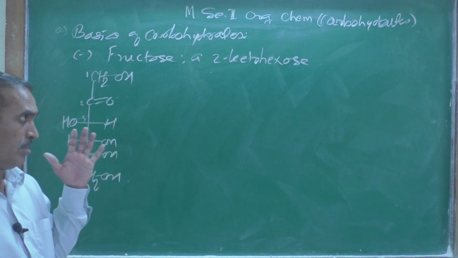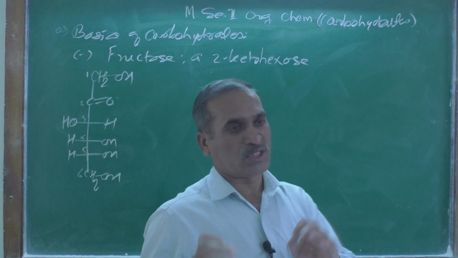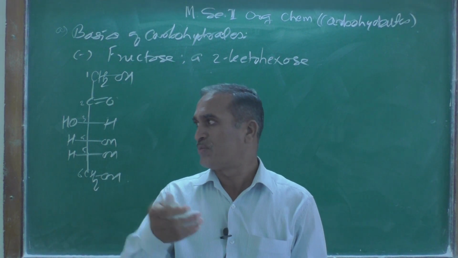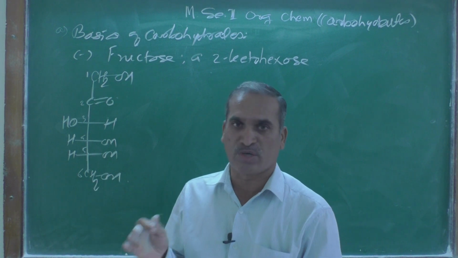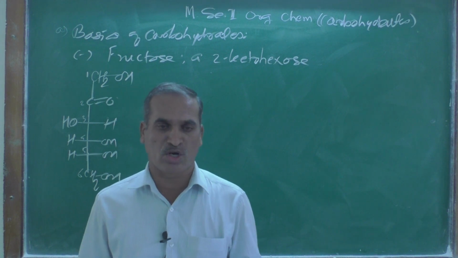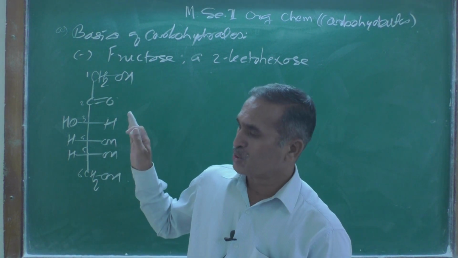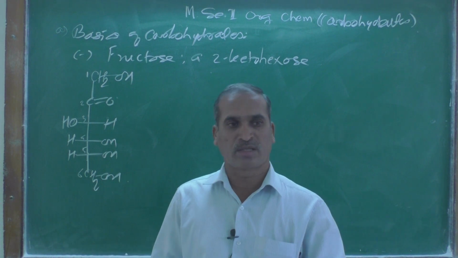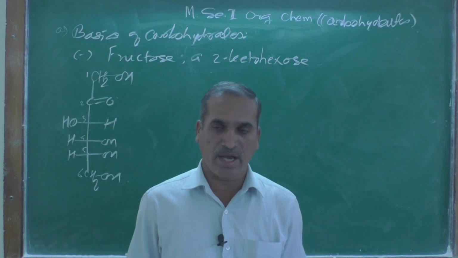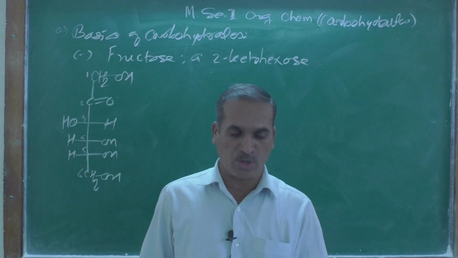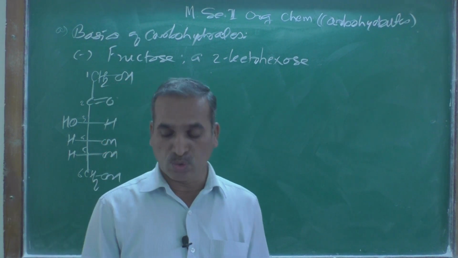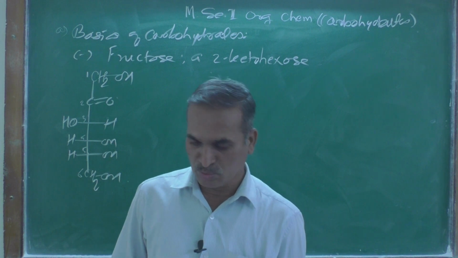The molecular formulas of glucose and fructose are the same because they are isomers of each other. Isomers means having the same molecular formula but different structures, and that phenomenon is known as isomerism. So fructose and glucose are isomers of each other. In glucose there is an aldehyde group, so it shows aldehyde-like properties, whereas the keto group shows ketone properties.